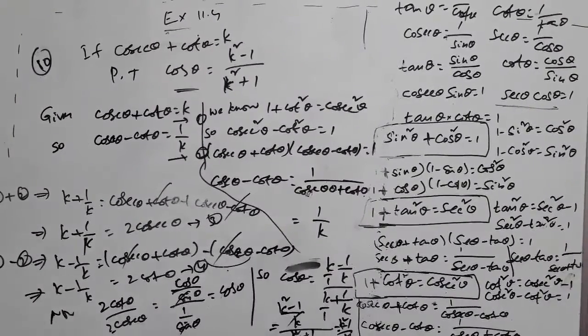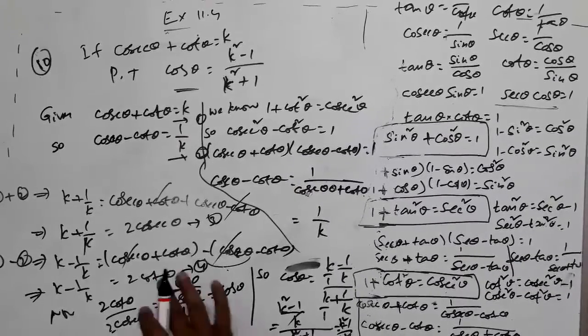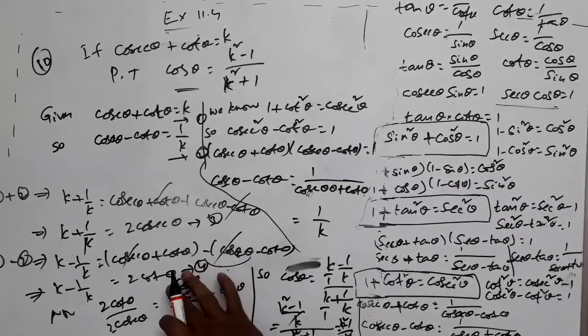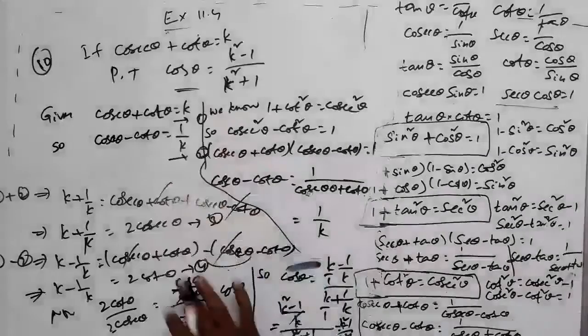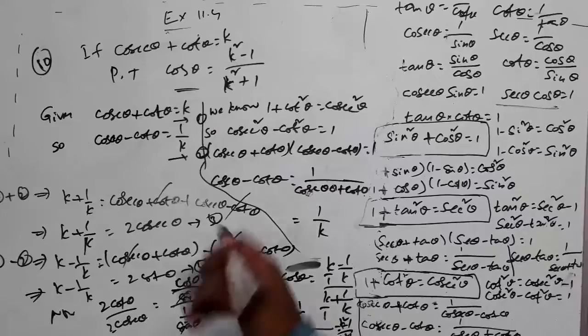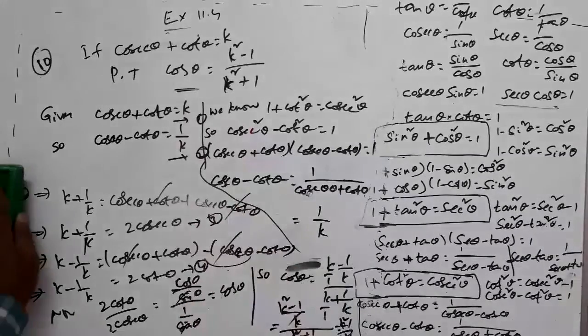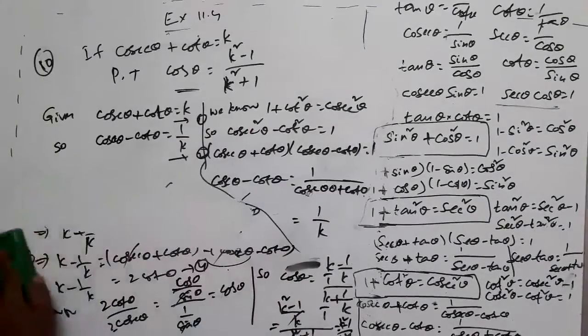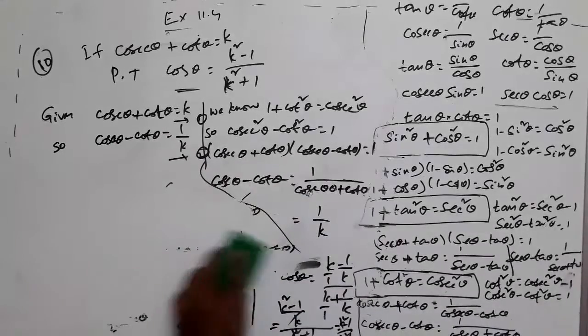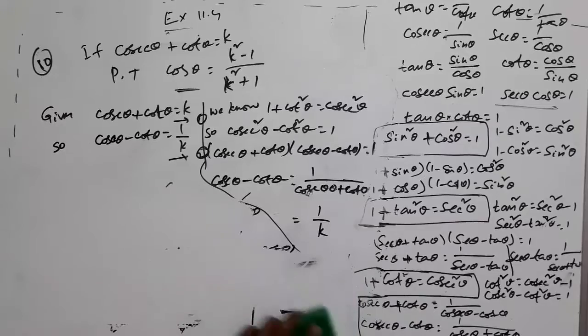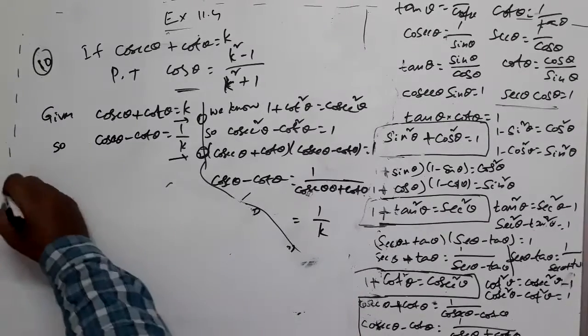Let us say you have not got the idea that if you can have cot theta by cosecant theta, you will get cos theta. How shall we proceed? Let us say second method. So till this, you can have cosecant minus cot can be written as 1 by k. That's what we have observed. Second method.